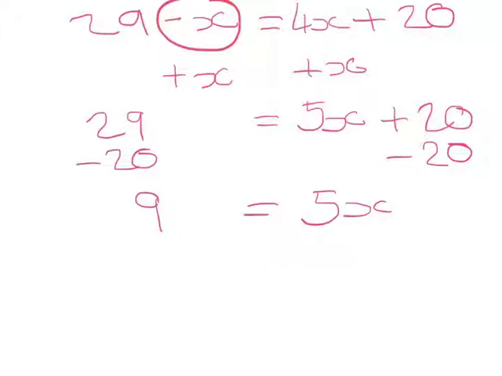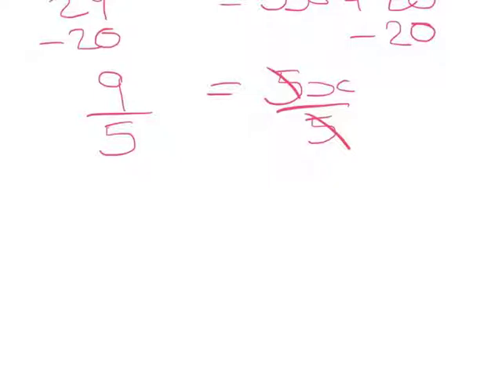Okay, last thing we need to do is get rid of the 5. Now at the moment it's x times by 5, so we divide by 5 and they cancel. Divide by 5 on the other side, and that gives us our answer, 9 over 5. Let's write that one more time. X equals 9 over 5. That's done.